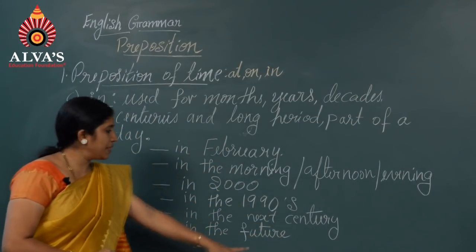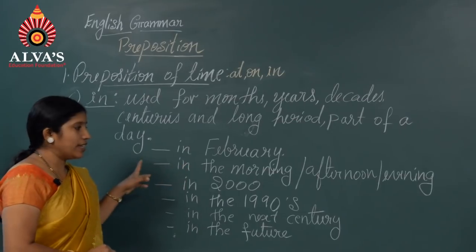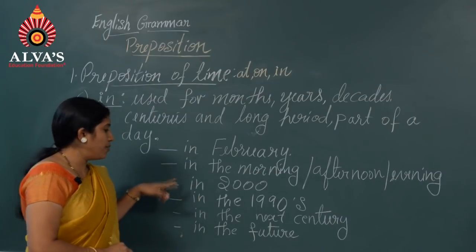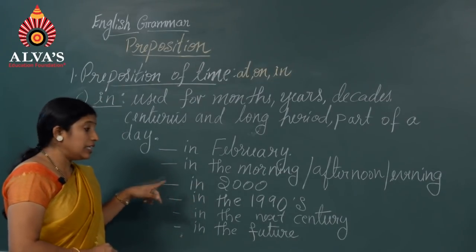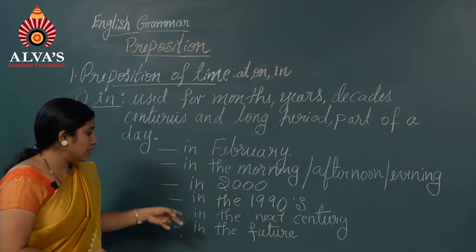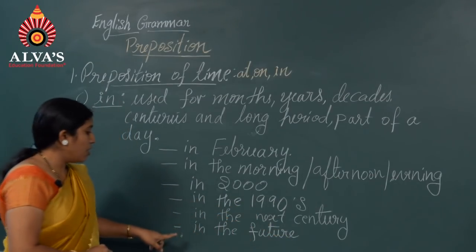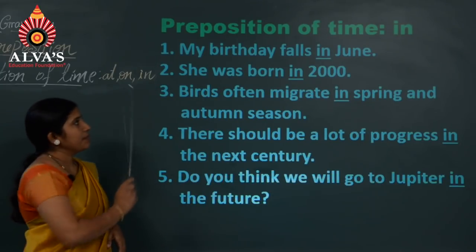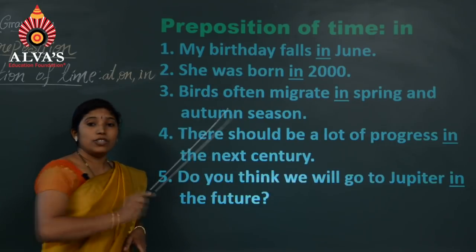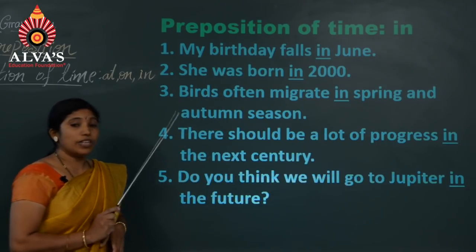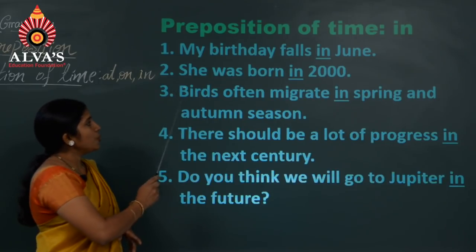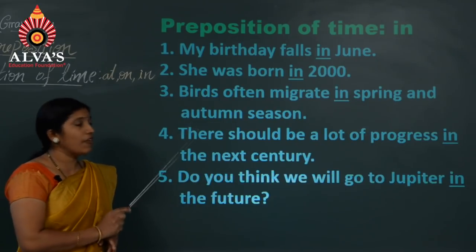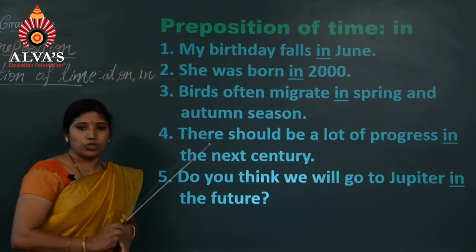All these are examples for in February, or in the morning, or in the afternoon, or in the evening, or we say in 2000, I went to Mumbai in 2000, in the 1990s, in the next century, or in the future. Let us have more drill work with examples. Number 1, my birthday falls in June. It is a month. That is why preposition in is used, in June. She was born in 2000. It refers to the year. We use in for years.